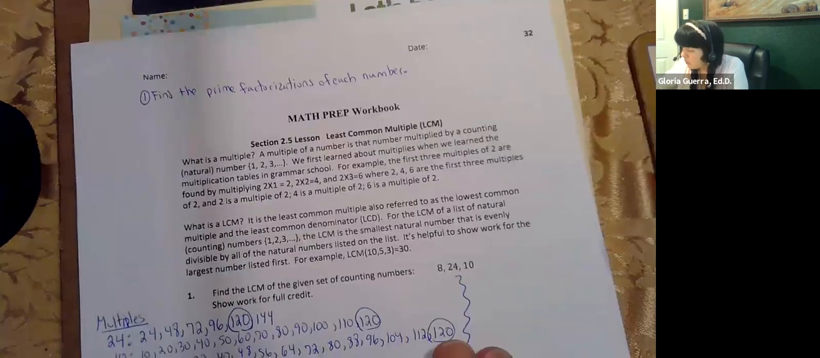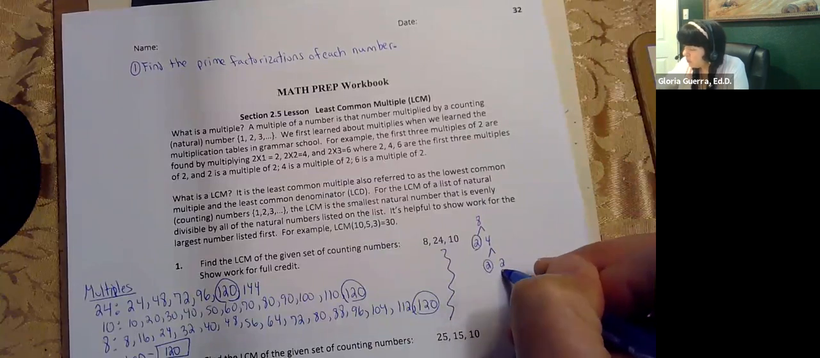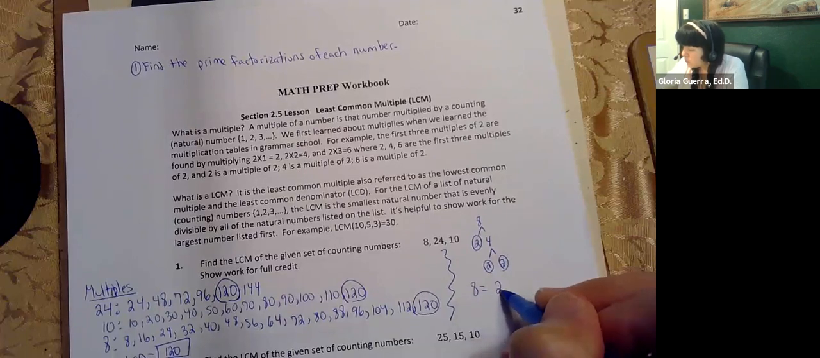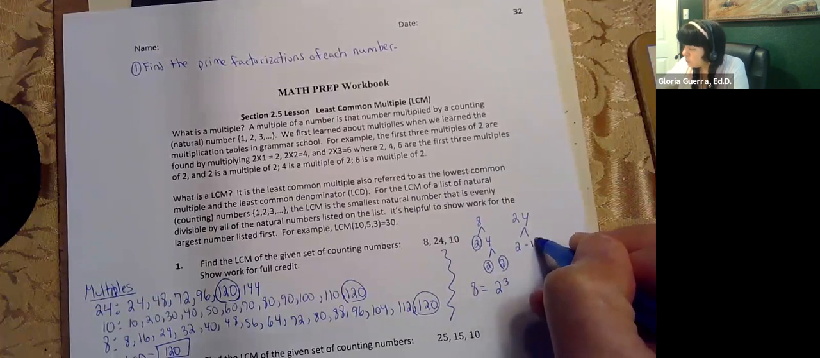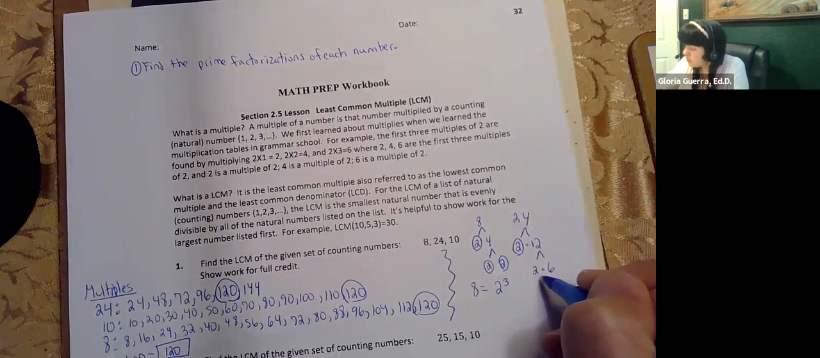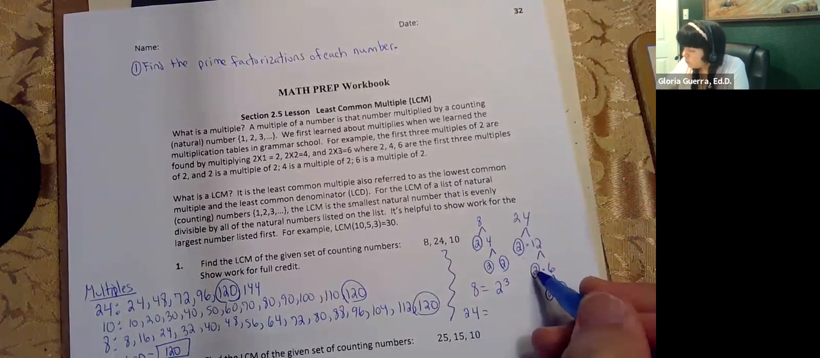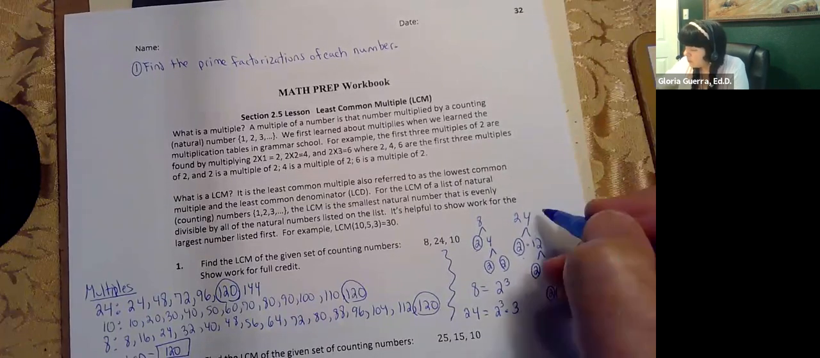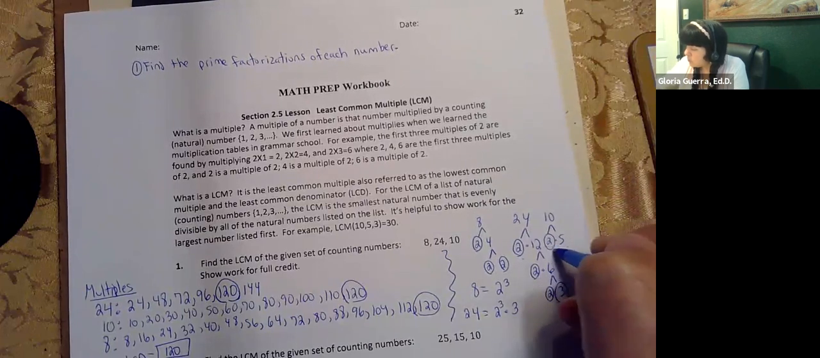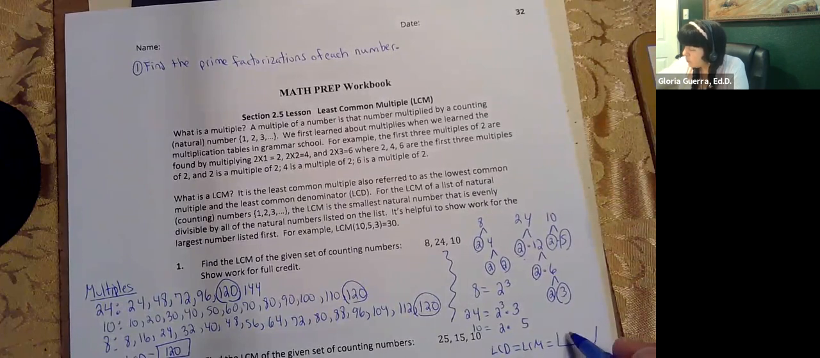So if I do that on 8, 8 is 2 times 4, 2 is prime, 4 is 2 times 2, and those are prime. So 8 is basically 2 cubed, 2 times 2 times 2. 24 is 2 times 12, 2 is prime. 12 is 2 times 6, and 6 is 2 times 3. So basically 24 is 2 cubed times 3, 2 times 2 times 2 times 3. And then 10 is just 2 times 5. And again, LCD, which is also synonymous with LCM, equals.